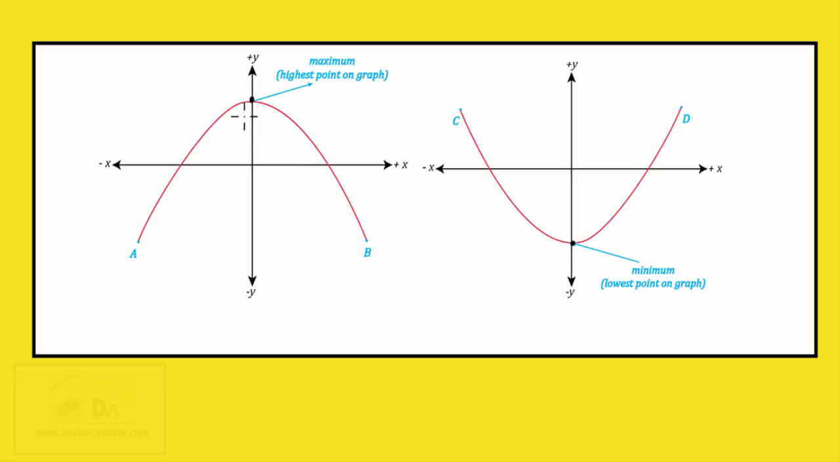So the maximum point is the highest point on the curve, and the minimum is the lowest point on the curve. That's very simple. So that's the first thing to know.